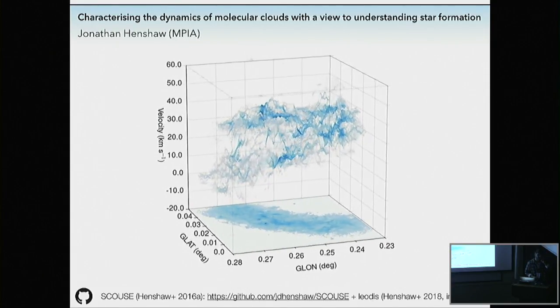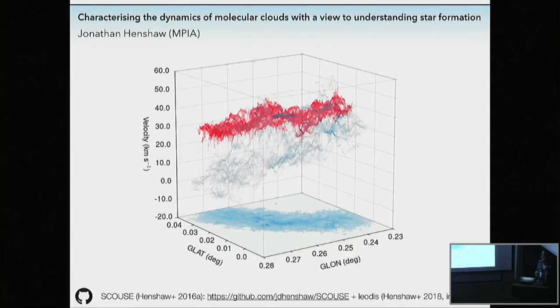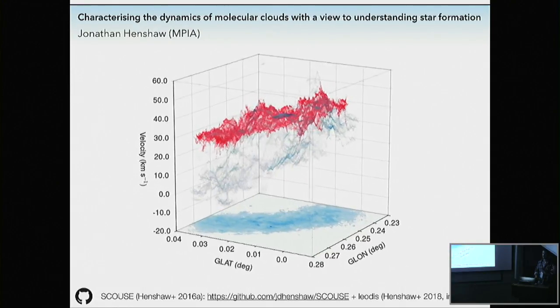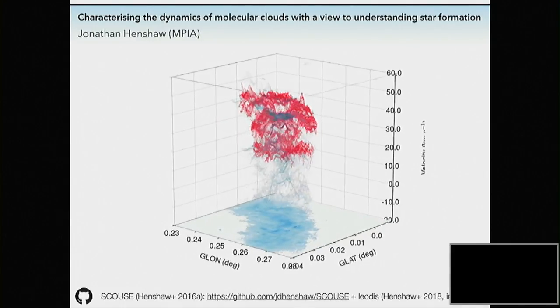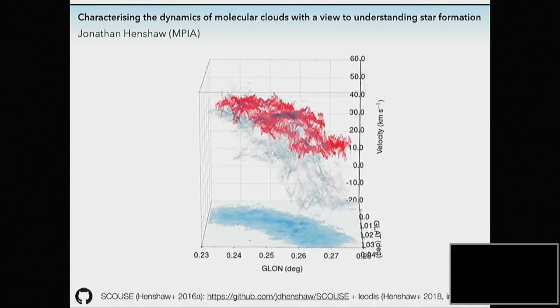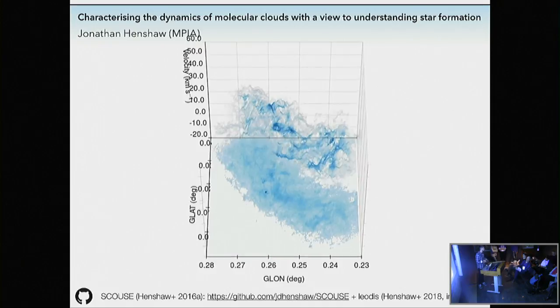I'm interested in many different environments, but an environment that's of particular interest to me is the central molecular zone of the galaxy. The reason for that is that the gas conditions towards the center of the galaxy are so extreme that it really allows us to test our current best models of the star formation process and perhaps even begin to see where they might break down.